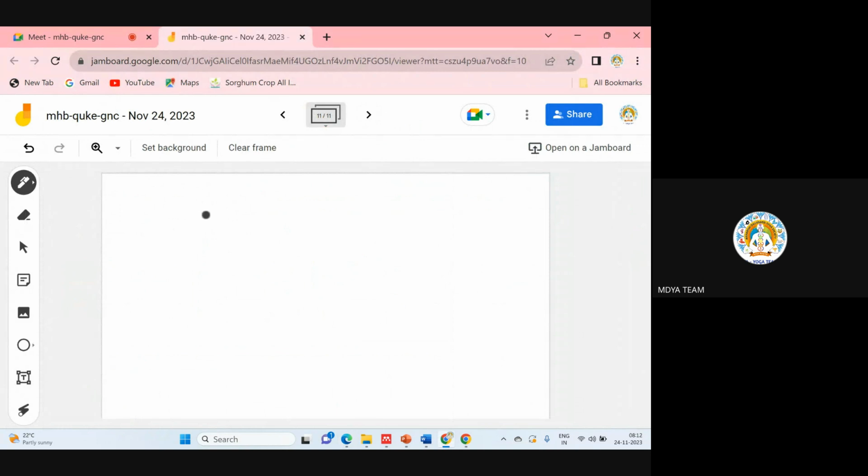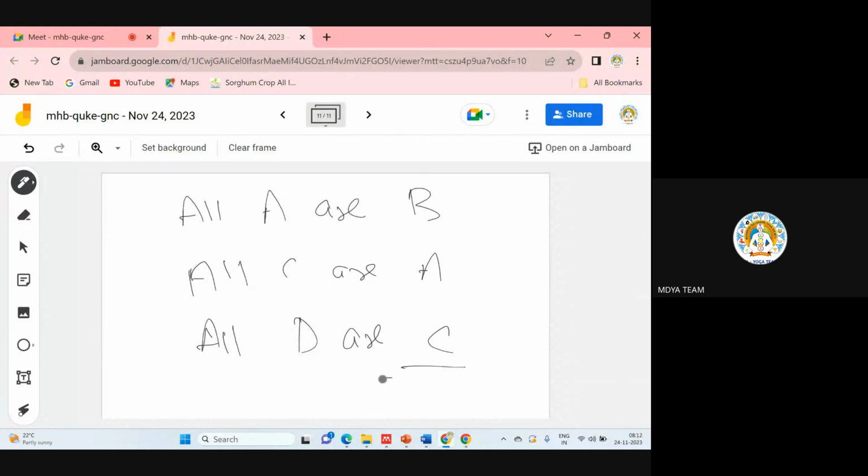Okay, one example I am taking. All A are B. All C are A. And all D are C. So how will we decide the figure of the syllogism? It is a little confusing, but once you get this, then it will be very easy. Okay, how to decide the figure of the syllogism? So first you have to go through these premises P1 and P2.